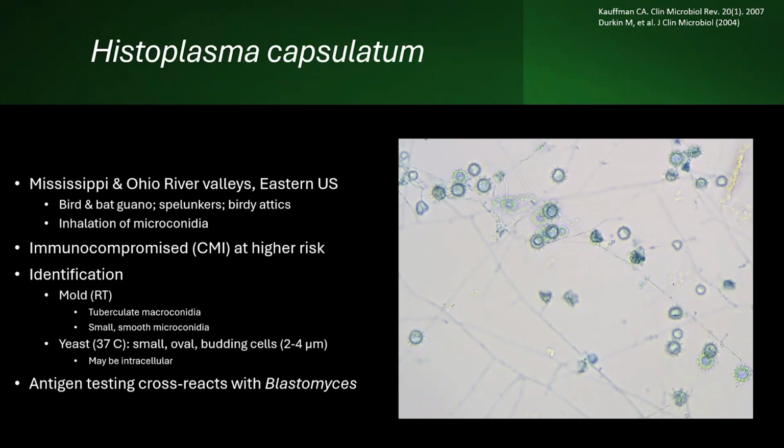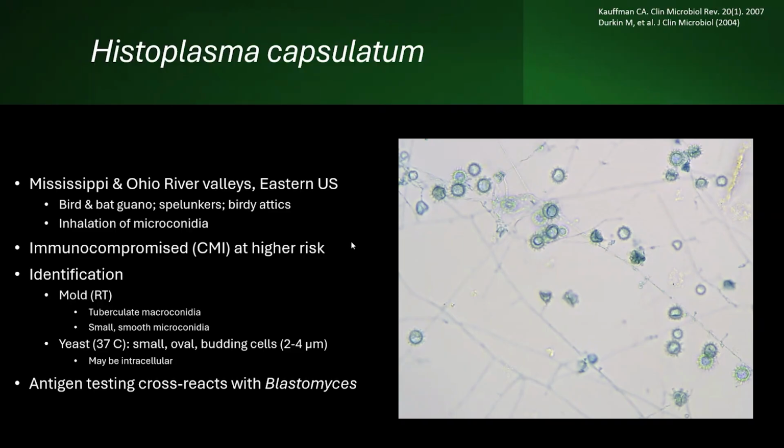Identification of histoplasma is largely based on morphology. At room temperature, it grows as a filamentous mold, and at body temperature, or 37 degrees, it grows as a yeast. Its mold form is characterized by tuberculate macroconidia, in other words, these spiky, big macroconidia here, and smooth, small, round microconidia that you can see here.